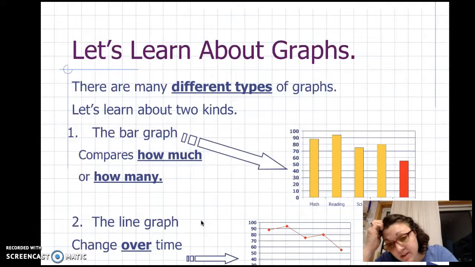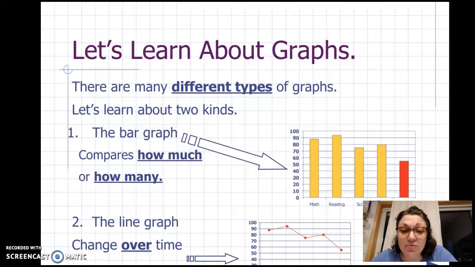A line graph shows changes over time. So in this graph, it doesn't really work because down here it has math, reading, science, social studies, language arts. Those are not over time. So that graph isn't actually a line graph. A line graph could be like the average temperature over the course of a year.